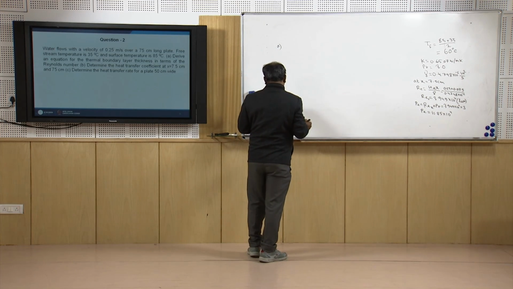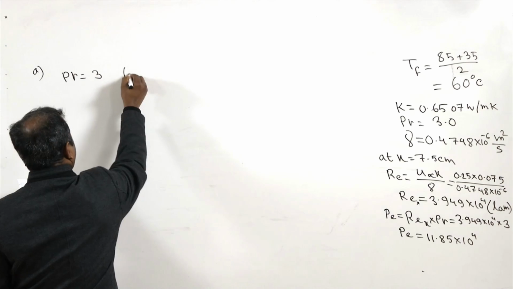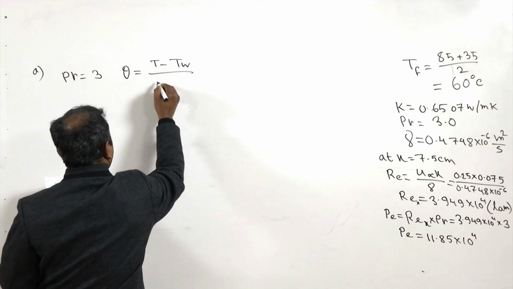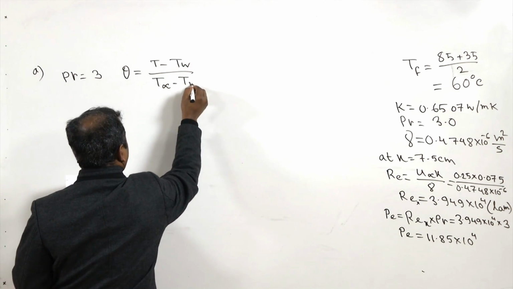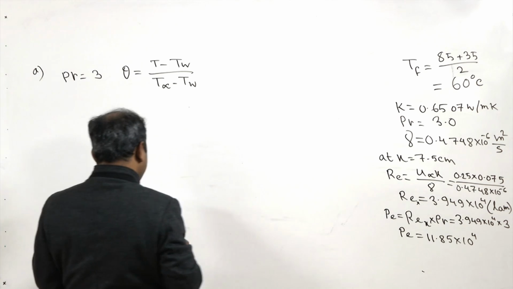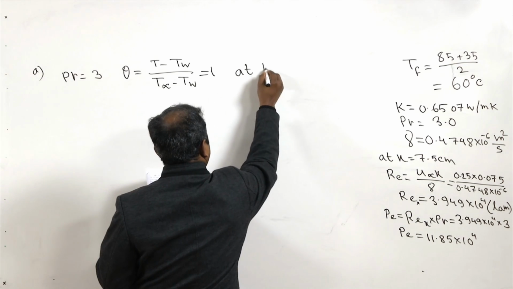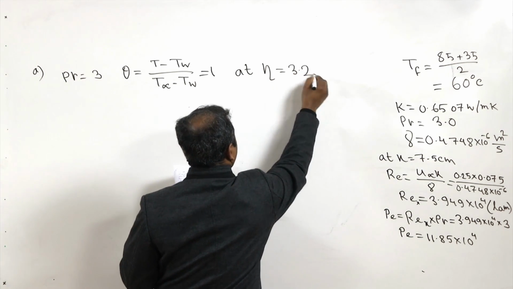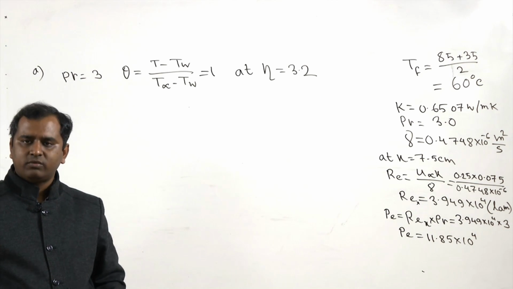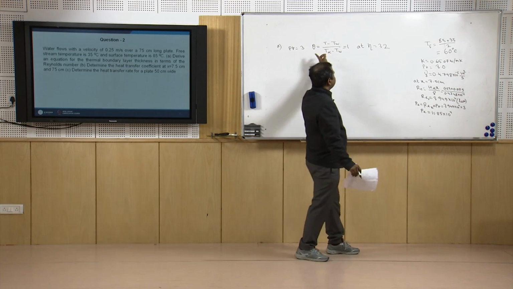So for part A, for Prandtl number equal to 3, if we define the non-dimensional temperature theta as (T minus Tw) by (T infinity minus Tw), similar to the non-dimensionalization we have done so many times earlier for the flat plate case, this will be equal to 1 at eta equals 3.2. You can find this out whenever you solve the energy equation: at eta equals 3.2, theta becomes 1.